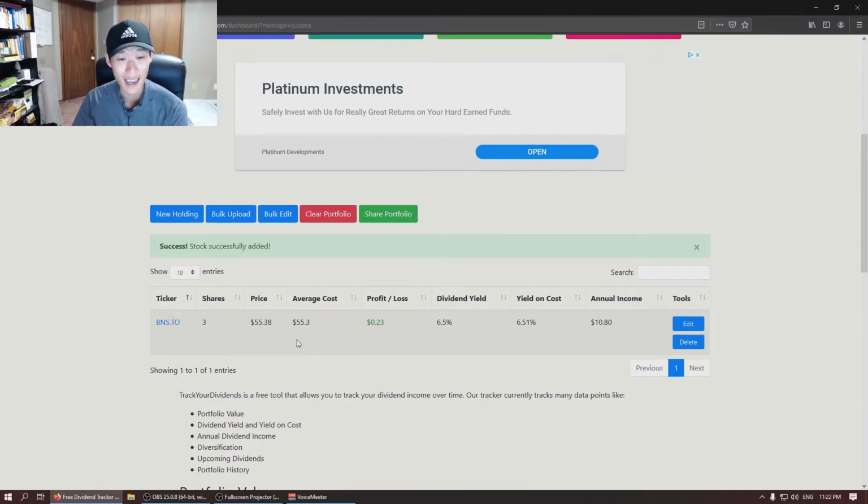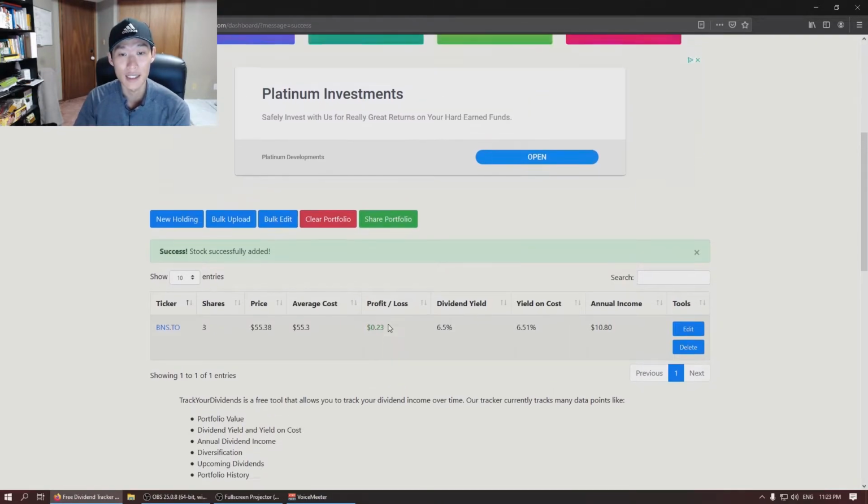Price at end of day is $55.38. Our average cost is $55.30, so we were able to get an 8% discount. Our profit right now is 23 cents. Let's just go with that. Our dividend yield is 6.5, based on price and yield, not price and dividend right now. And then ours is 6.51, annual income of $10.80.